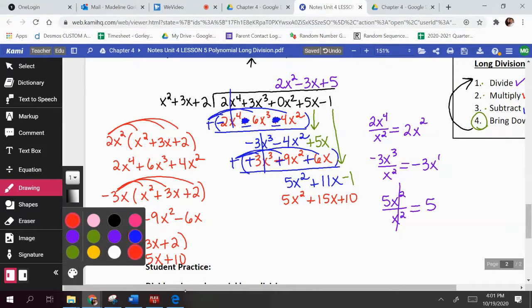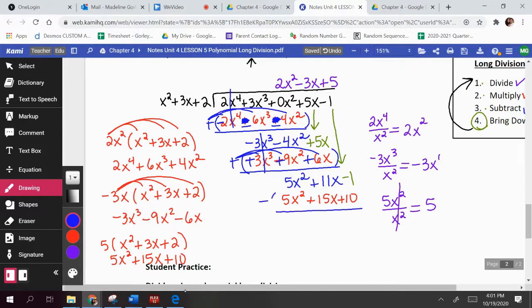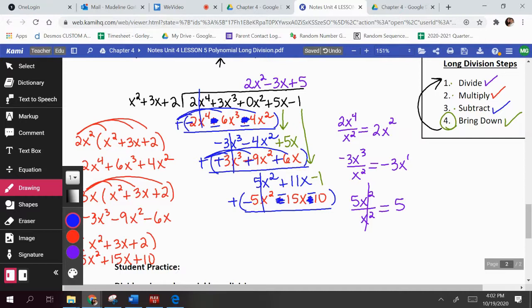Divide, multiply, and subtract. Right, so I subtract now, draw the line. Right, we're subtracting the whole quantity, so I have to change all the signs. Okay, 5x squared minus 5x squared, that goes away. 11x minus 15x is going to be negative 4x. And negative 1 minus 10 gives me negative 11. Right? Divide, multiply, and subtract.